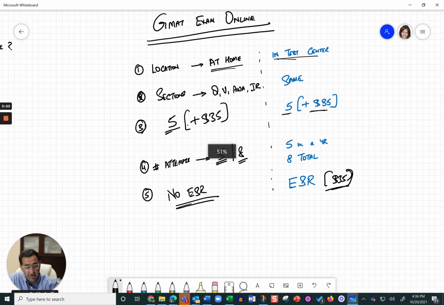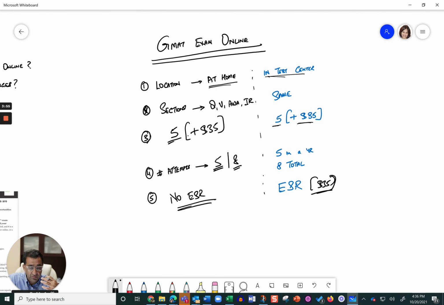So given these changes, I want to know how many of you are inclined towards the GMAT Exam Online versus how many of you plan to go for the test center exam, and why. What are your reasons? Why would you not take the test online, or why would you not take the test in the test center? The second thing is, if you are looking forward to taking the test online, we have some best practices in the link above. You can see a best practices video.